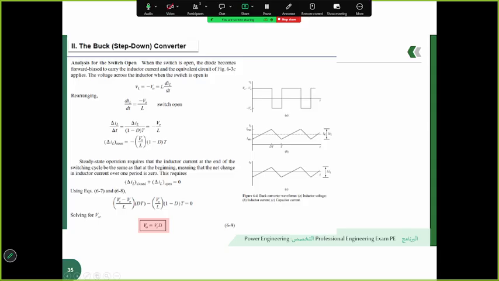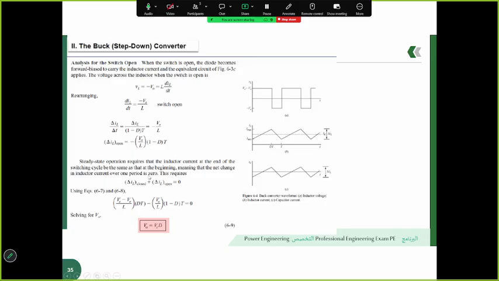Okay, this slide presents the analysis for a buck converter, which is a step-down converter that produces a DC output voltage lower than the DC input voltage. The core of the circuit is an electronic switch, typically a transistor, which is turned on and off rapidly. When the switch is open, the diode becomes forward biased, allowing the inductor current to continue flowing to the load and the output capacitor. So the rest of the analysis I already talked to you about.